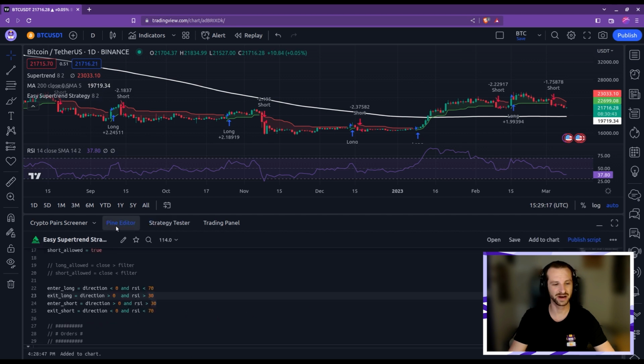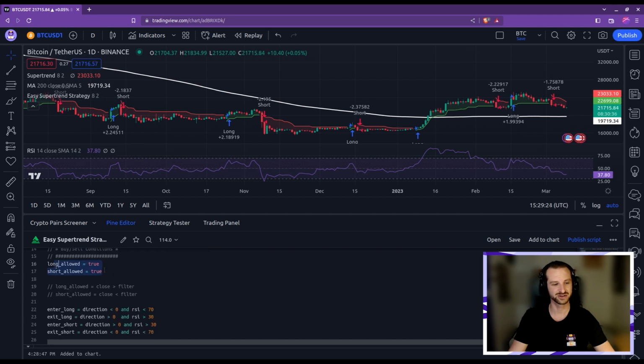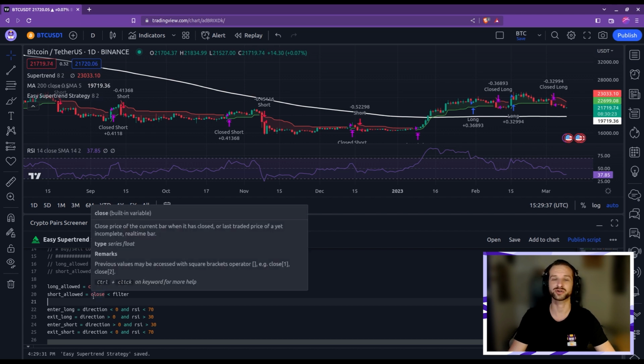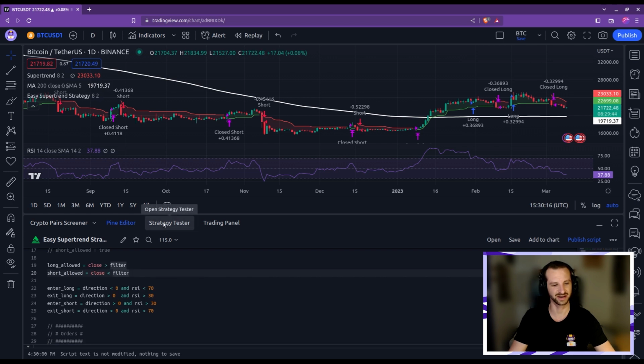Let's now add our 200-day simple moving average. So you can see I've defined my filter here being a 200-day simple moving average. So I'm just going to comment these and now say that the filter is such that you can only do a long if the price is above this 200-day simple moving average, and only do shorts on the contrary when the price is below the filter. So let me save and we can go check the results.